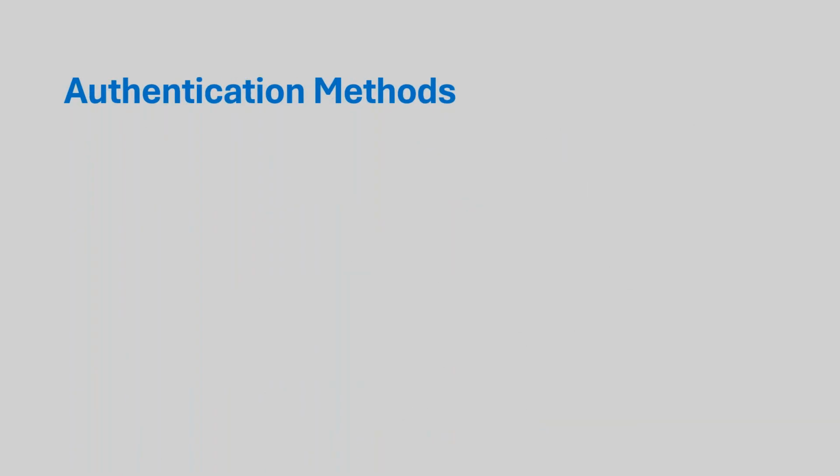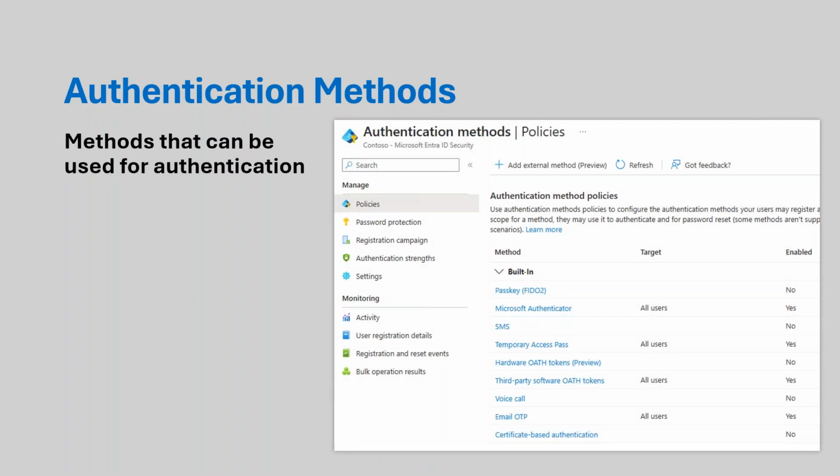Authentication methods. Let's talk about some of those. So this is up in Entra, you're looking at Entra ID. We're looking at authentication methods and policies here. And this is where you have a list of all the different types of things you can use besides user ID and password for authentication purposes. Do I want to use passkeys or the Microsoft Authenticator or SMS or temporary access passes, et cetera.